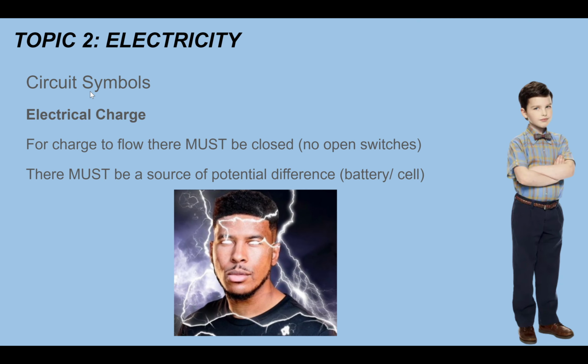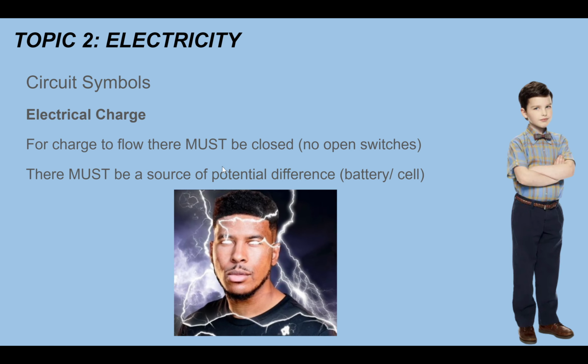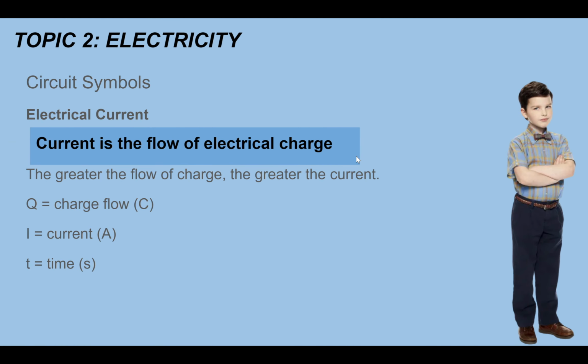Okay, circuit symbols. Electrical charge. For charge to flow, there must be a closed circuit, no open switches. There must be a source of potential difference, battery or cell. I don't think he's politically acceptable anymore, so I'm sorry if he troubles you. Circuit symbols. I don't know why I keep saying the title, my bad.